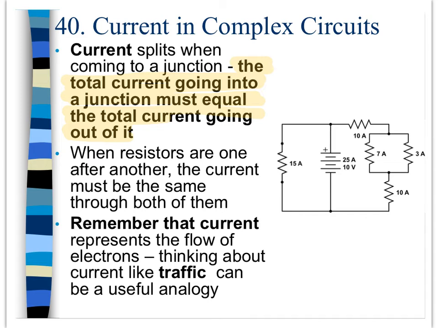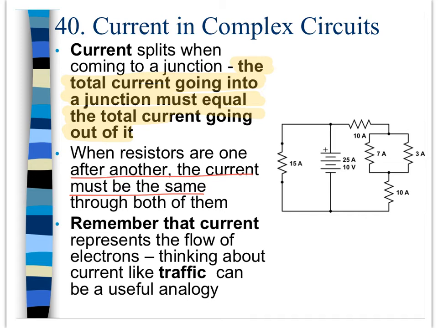It also means that when you have 2 resistors that are one after another, the current must be the same through both of those resistors. This is a little bit like the rule we had for voltage. When it splits and comes back together, the voltage across those had to be the same. With current, it's when you have one right after another, the current has to be the same. Really, the way I understand this is through the flow of traffic. Let's take a look at this example circuit here to try and apply these rules.